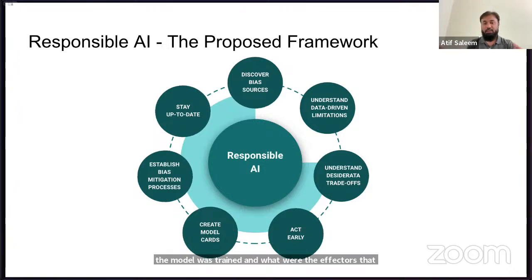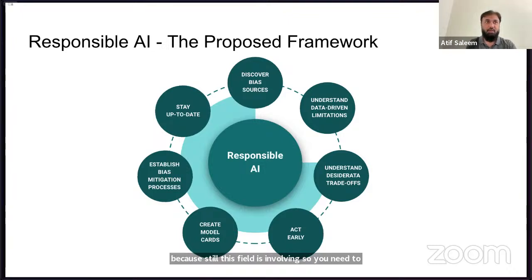So you have all that in a small document, which can be used later on. And then based on your understanding, the bias sources, and the model cards, you establish the mitigation processes, like how can you mitigate those biases now and in the near future? This field is still evolving, so you need to stay up to date, right?